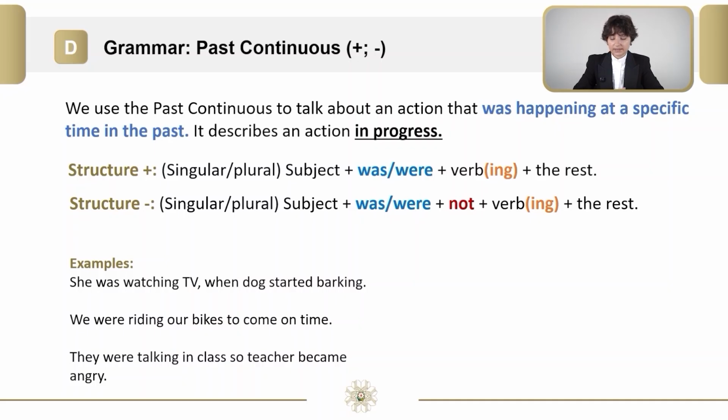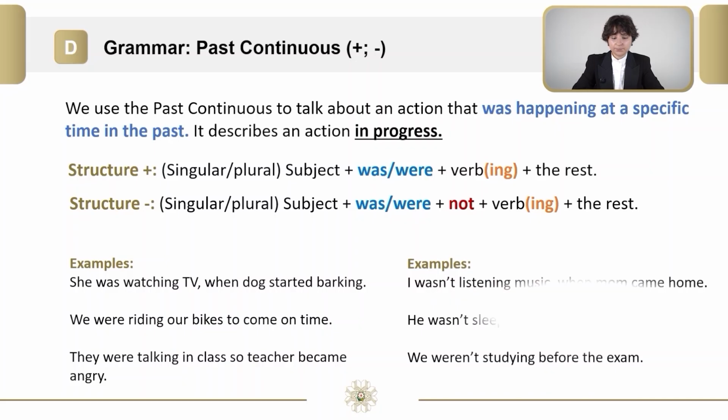Now let's take a look at examples of negative sentences. I wasn't, or I was not, listening to music when Mom came home. He wasn't sleeping at 10 p.m. And the last one, we weren't studying before the exam.